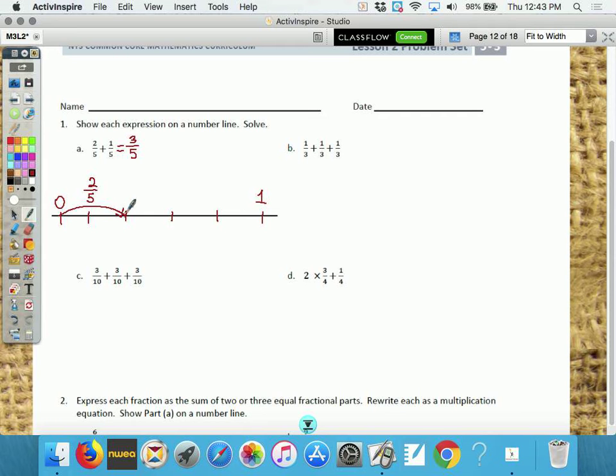Then I'm showing 1/5 more. And who remembers the last thing I need to do? Elizabeth, do you remember? Yeah, you have to write the fraction on the bottom and circle it.